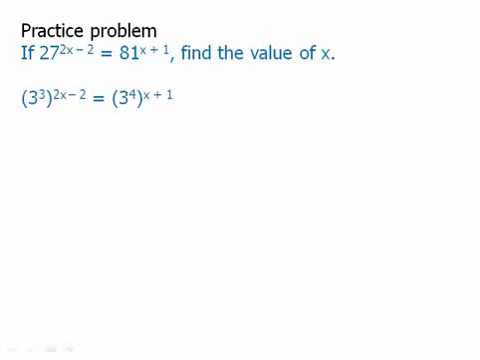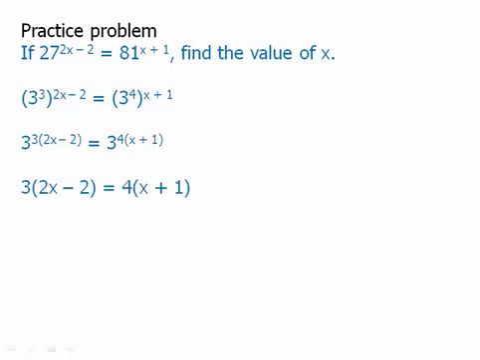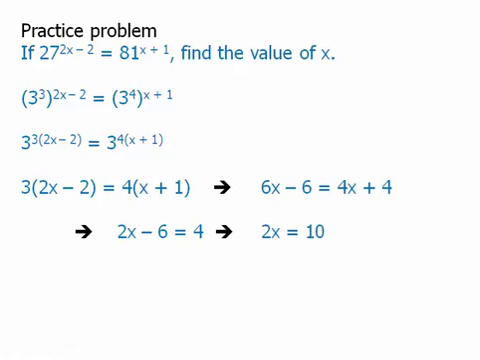So we're just going to rewrite the equation in terms of powers of 3, multiply the exponents on both sides. Well, now we have equal bases. Because the bases are now equal, we can set the exponents equal. And now this just becomes ordinary algebra. We'll distribute, and we get 2x equals 10, divide by 2, x equals 5. And this is the answer.